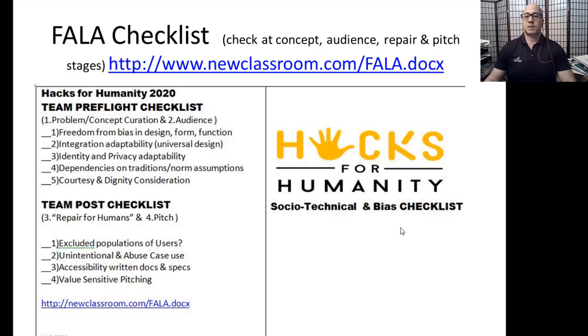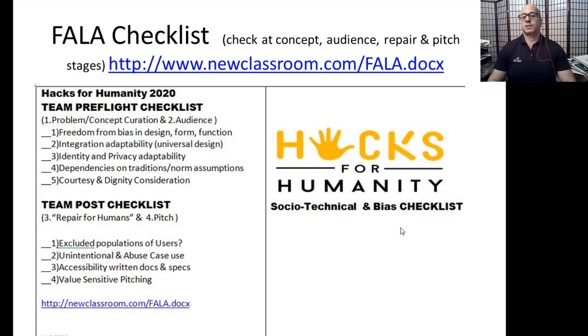The repair for human stage, you've got something more than just a concept now, and then the pitch. At those 2 stages, you want to check for, has it excluded any population of users? Think of it this way. Are you limiting customers? Are you missing customers? But also, are you missing people who would sue because your concept or your product doesn't take them into account?